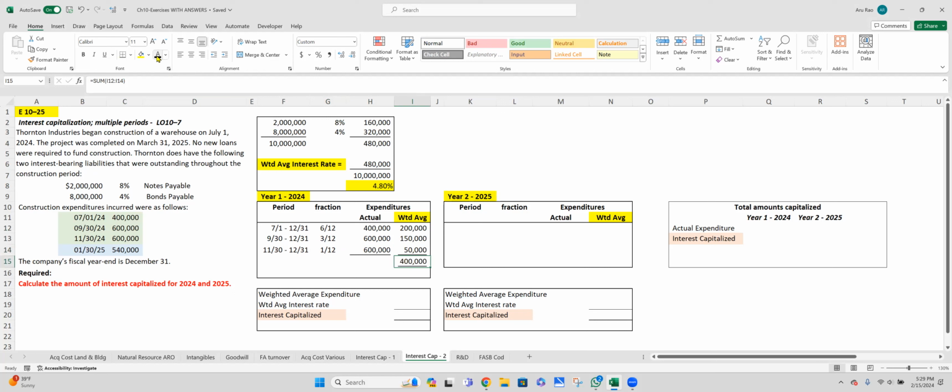Now add these numbers together. This gives you the weighted average expenditure. Bring that number down over here. The weighted average expenditure.